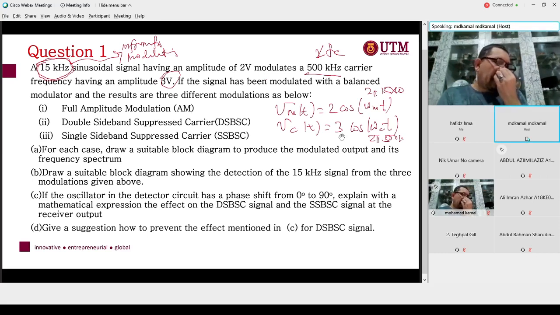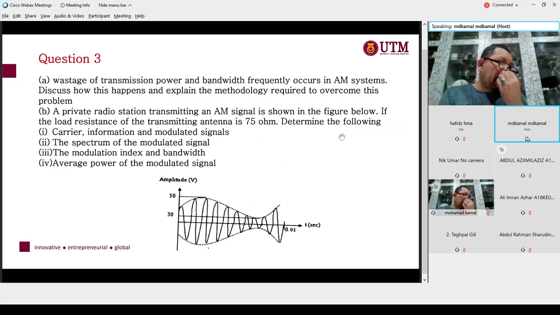Okay? Because this one is more on generation, so it's better not for me to discuss yet. This is more on generation.